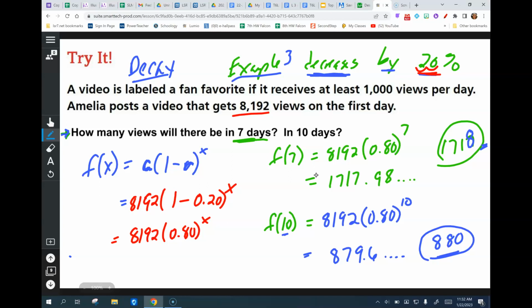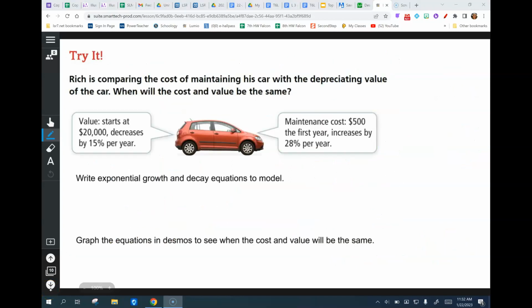This is one where we're replacing both example 4 and example 5, so you can use all of that space on page 125 up at the top to talk about this problem. Rich is comparing the cost of maintaining his car with a depreciating value. That is a very common decay, depreciation. A car depreciates as soon as you drive it off the lot. When will the cost and the value be the same?